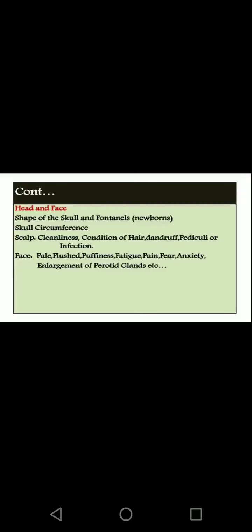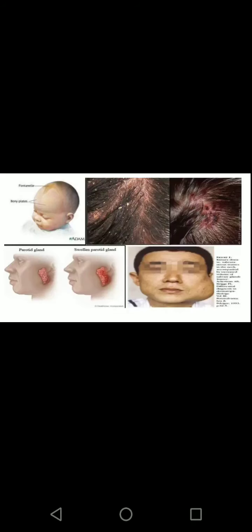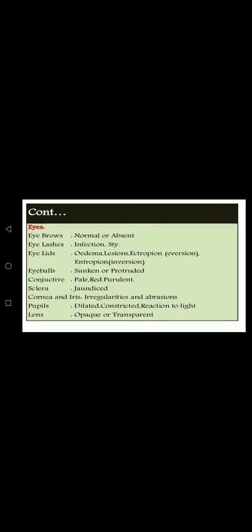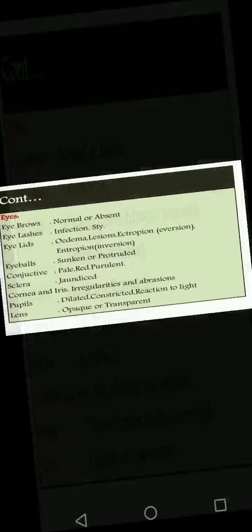Then you look at the face: pale or flushed skin, whether puffiness is present or not, fatigue, pain, fear, any kind of anxiety, enlargement of parotid glands, etc. You will see these over the face. Then eyes. In eyes, mainly you are going to examine.